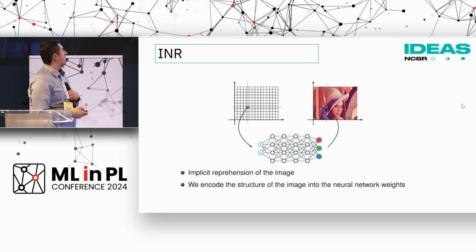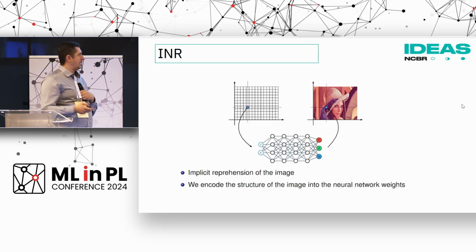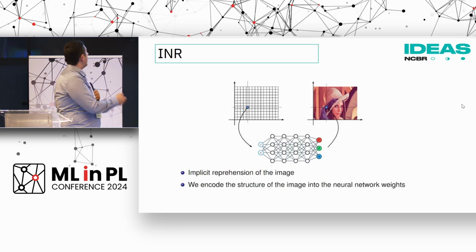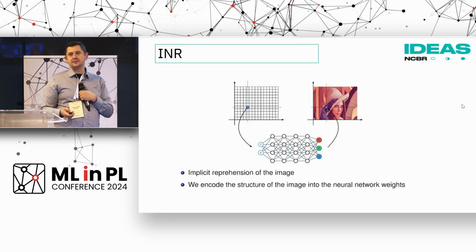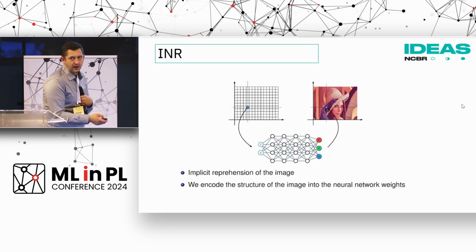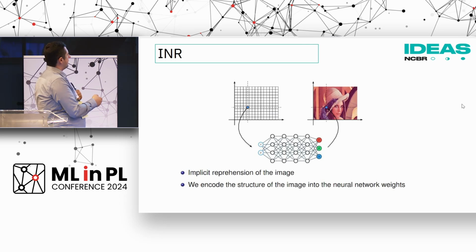Okay, how can hypernetworks be combined with NeRF or point clouds? I need to say a few words about INRs. Who knows what an INR is? Okay, so an INR is a neural network which we want to use to encode some discrete data. For example, when we have an image, we can train the model to encode the structure of the image in the neural weights. It's completely simple.